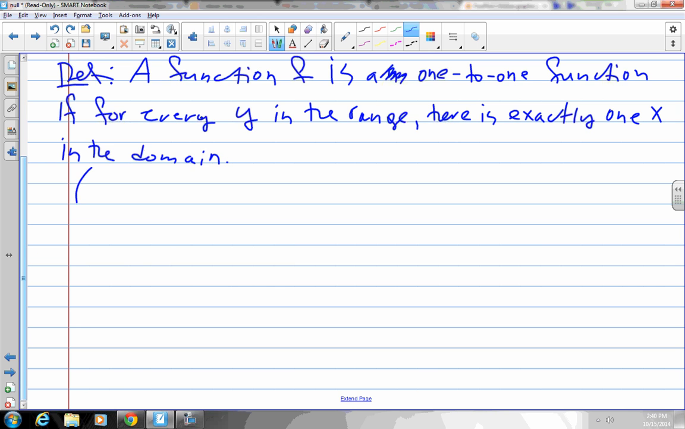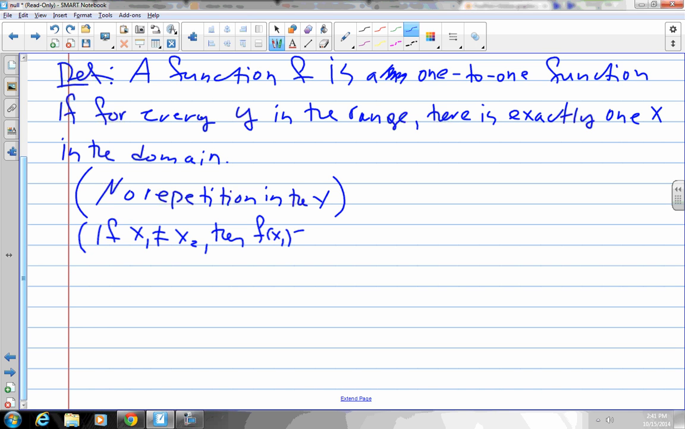So another way of saying this: no repetition in the y. Or if x1 is different from x2, then f of x1 is different from f of x2. That means if I plug in two different inputs, two different x values, I'll get two different y values.